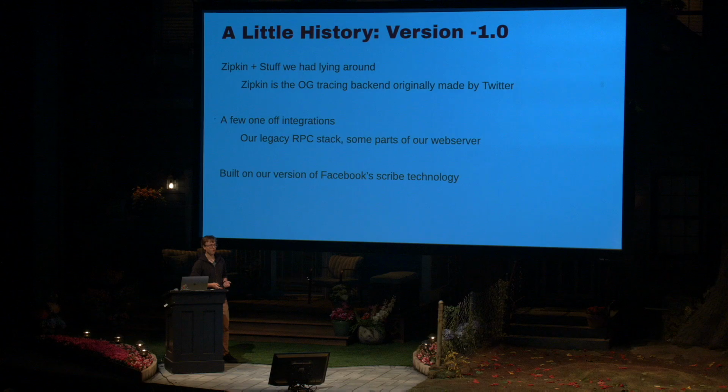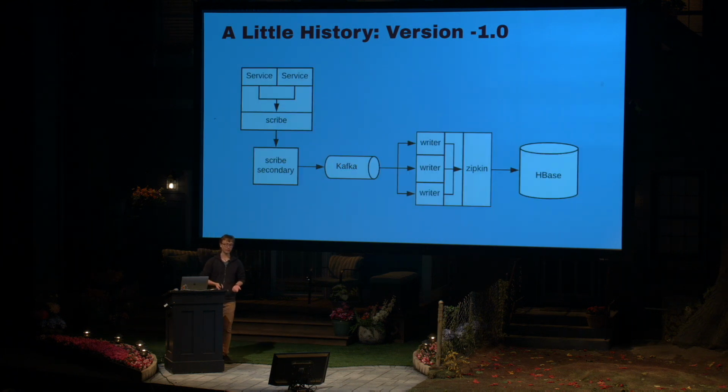This first version was Zipkin, plus some stuff we had lying around that we combined together. Zipkin is one of the original tracing systems built by Twitter. Great system, worked pretty well. We had a few one-off integrations that we built on top of that: our legacy RPC stack and some parts of our web server, but that's it. This was all built on top of our version of Facebook's Scribe technology for transporting logs around. And it looked a little bit like this.